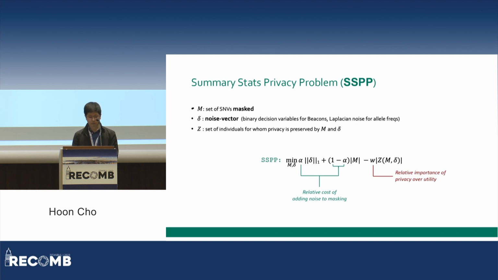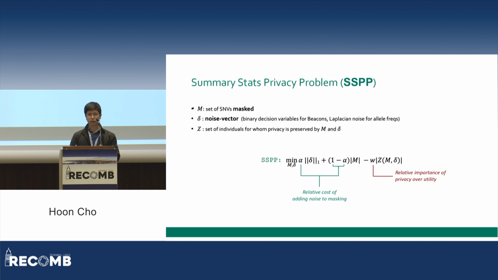Okay, so given this problem formulation, the authors introduce a couple of greedy algorithms for optimizing this objective. I'll briefly go over the process here. So in the case of Beacon, for each genetic variant, the algorithm will be computing a score that measures the marginal impact that a variant has when we're masking or flipping it on the success of the LRT attack. And so all the variants are sorted according to this score, additionally incorporating the weighting terms based on the parameters alpha and W that I mentioned earlier.